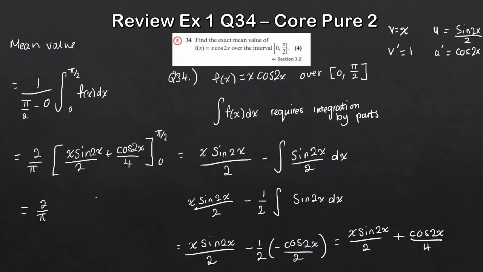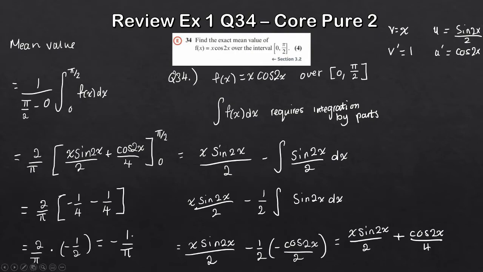Plugging in your limits here, what you'll get is minus a quarter, minus a quarter. What you get is 2 over pi times minus a half. So the 2's are going to cancel here, and all you get left with is minus 1 over pi. Okay, so that's our exact value there.